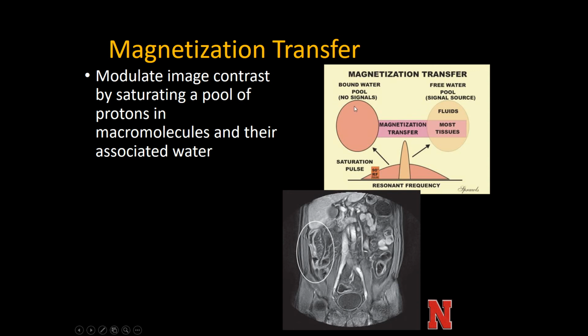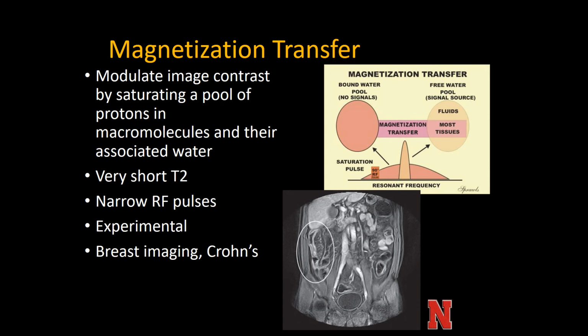This is used to modulate image contrast by saturating a pool of protons in macromolecules and their associated water. It's got very, very short T2 properties. It requires very narrow RF pulses. It's kind of experimental, used a lot in breast imaging and Crohn's disease. I doubt you'd be tested on it. Only be aware of it because maybe if it ends up working out, it'll be something that you'll have to use in the future.